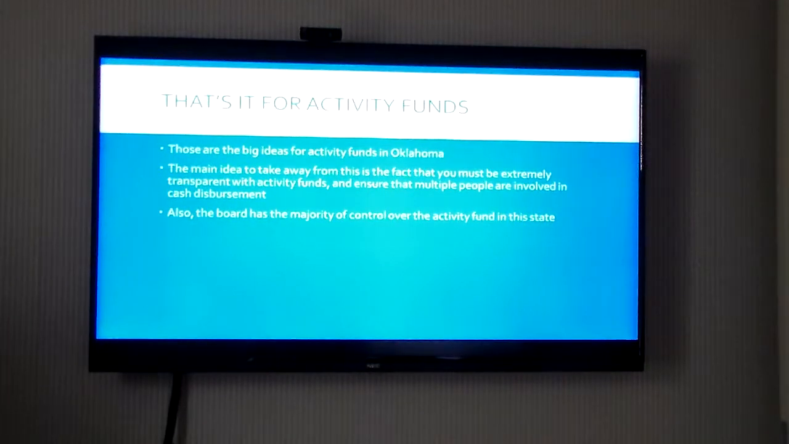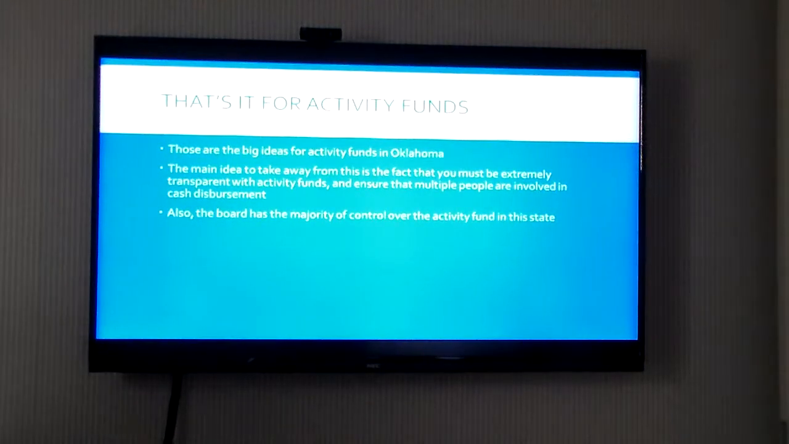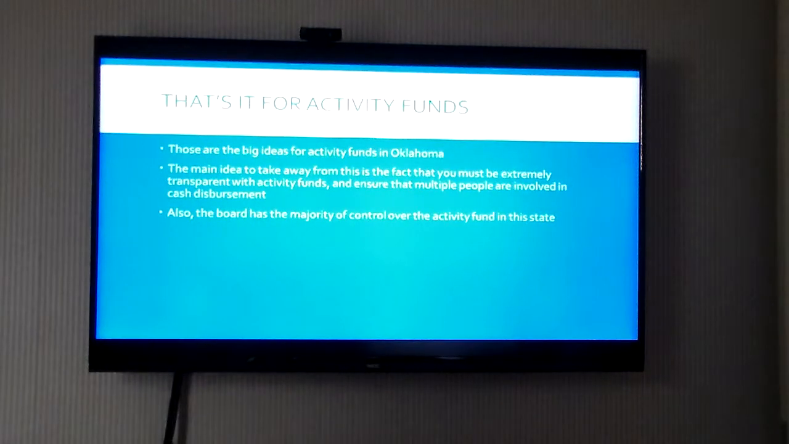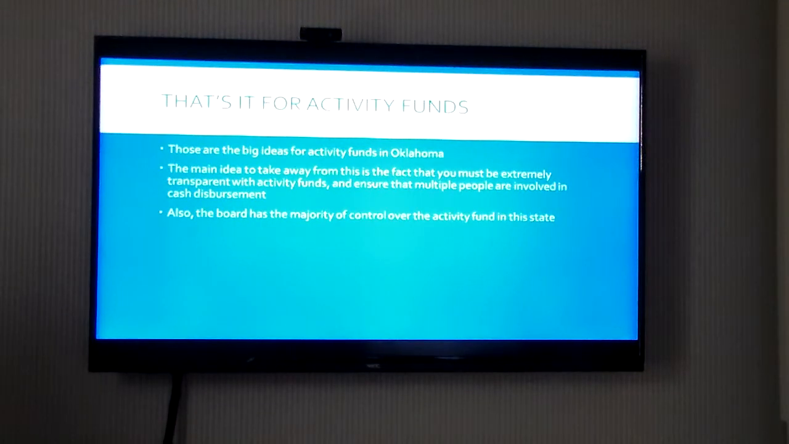So those are the big ideas for activity funds. You have to be transparent with it, understand that the board has control over it, but there are a few more big takeaways from this section that I think are important.